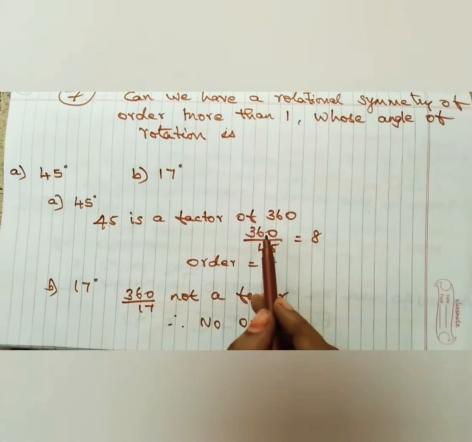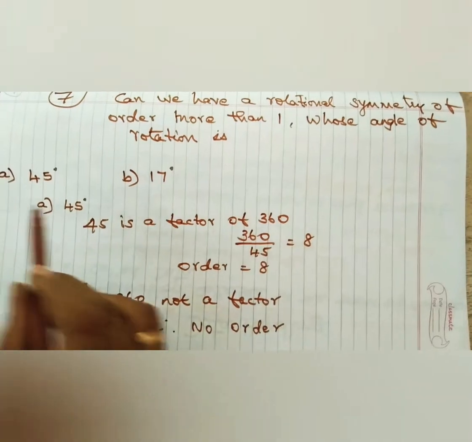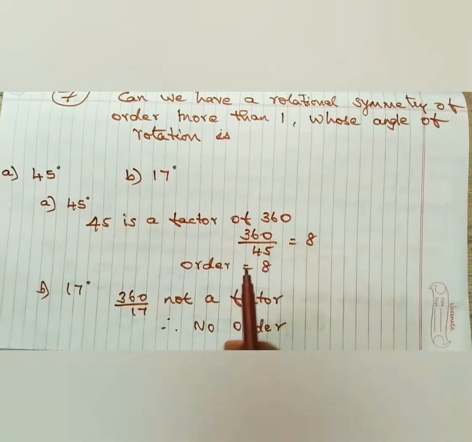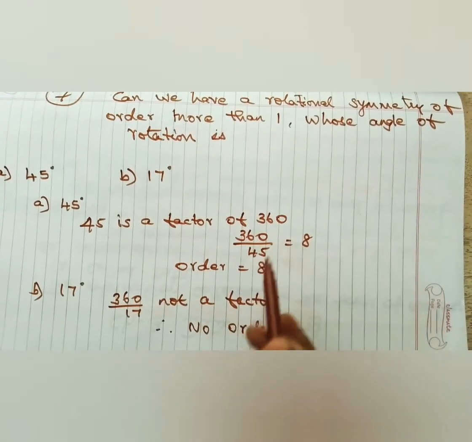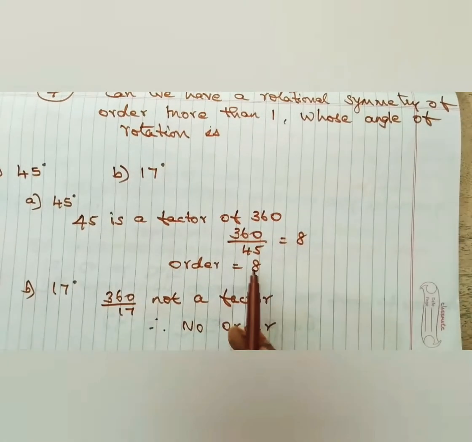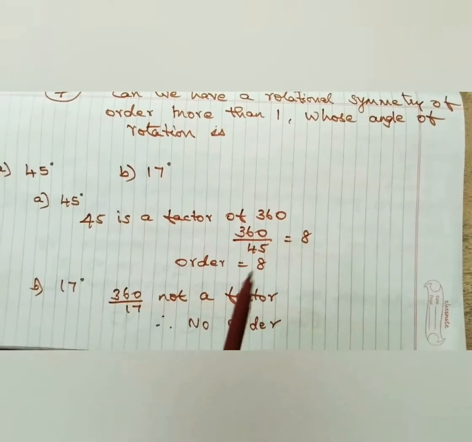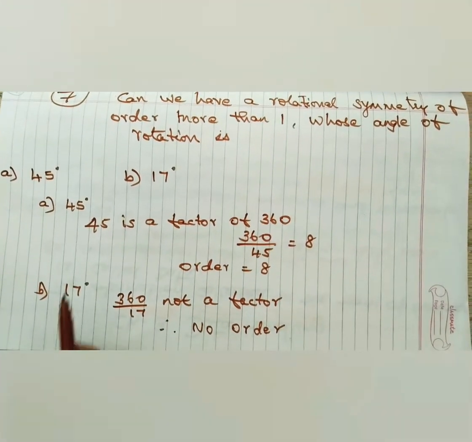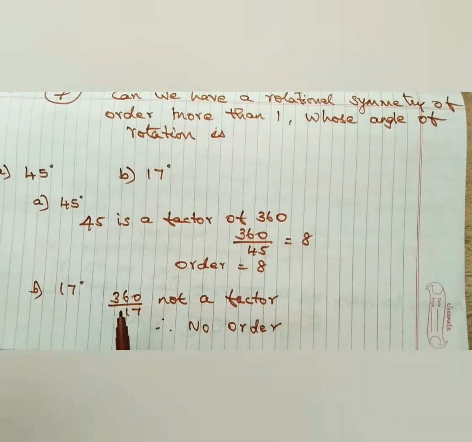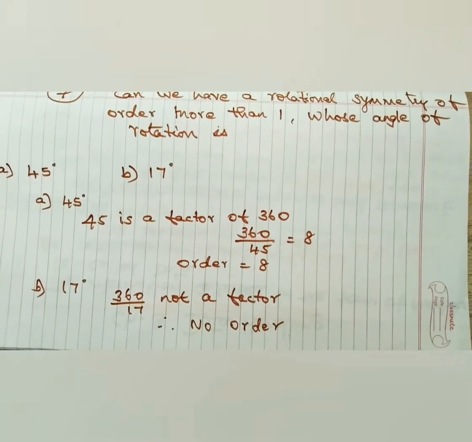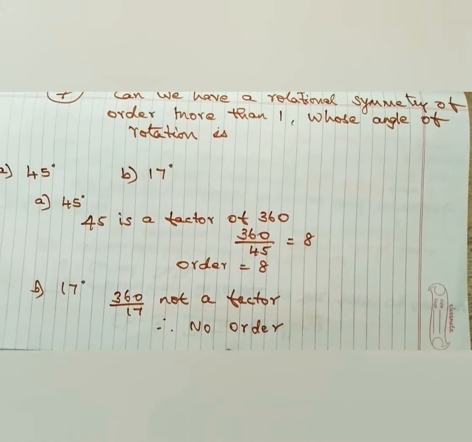You know the formula, I believe, for finding the order and the angle. When the order is given, you divide 360 by the order to get the angle. When the angle is given, you divide 360 by the angle to get the order. He is asking you to find the order, that's why I have divided by the angle and found the order. That is the best way of doing it, children. Next question, 17 degrees. 360 is not divisible by 17. So 17 is not a factor, and so you cannot find the order.